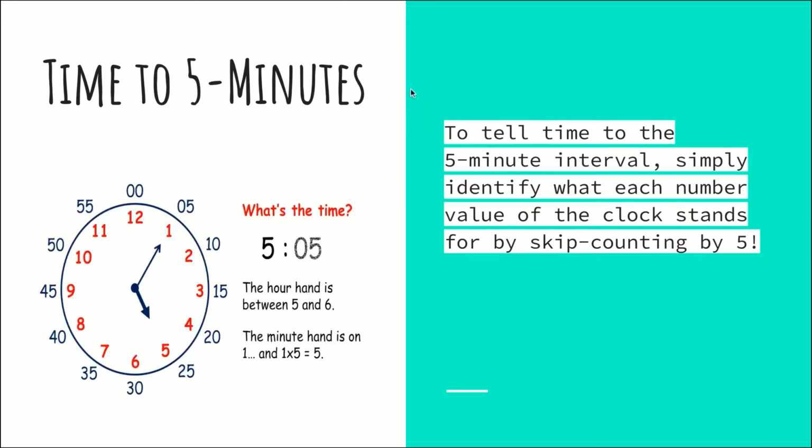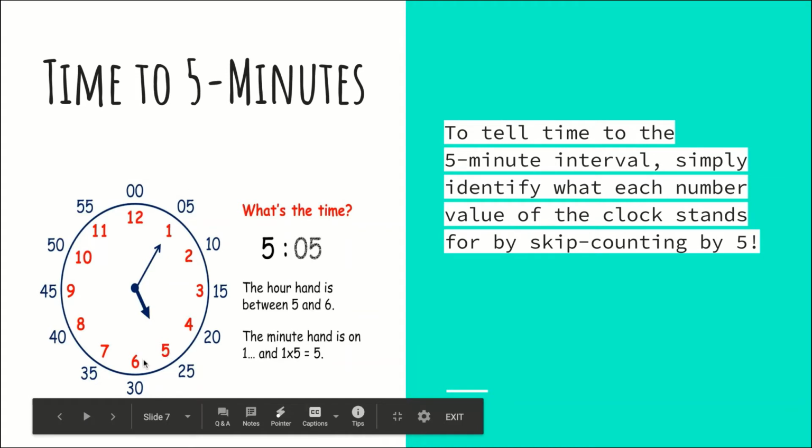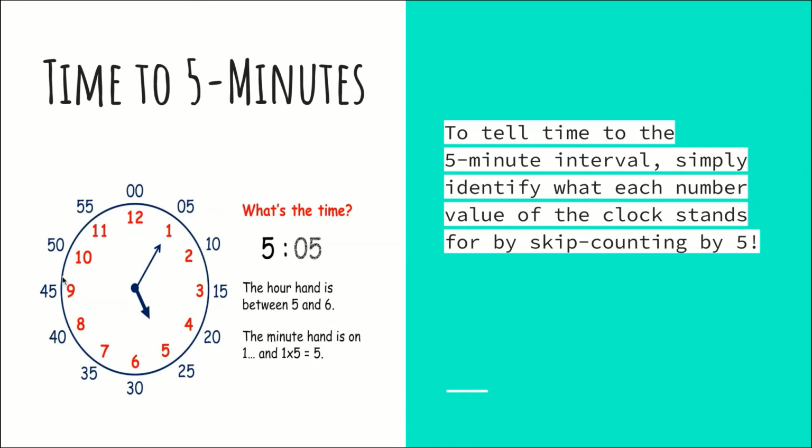All right, to tell time to the 5-minute interval, simply identify what each number value of the clock stands for by skip counting by 5. So we're literally going to skip count this clock. So I start at 1. So I'm going to go 5, 10, 15, 20, 25, 30, 35, 40, 45, 50, 55, and 60, and it starts anew again because an hour has passed. It's a new hour. So the 00 just means o'clock.